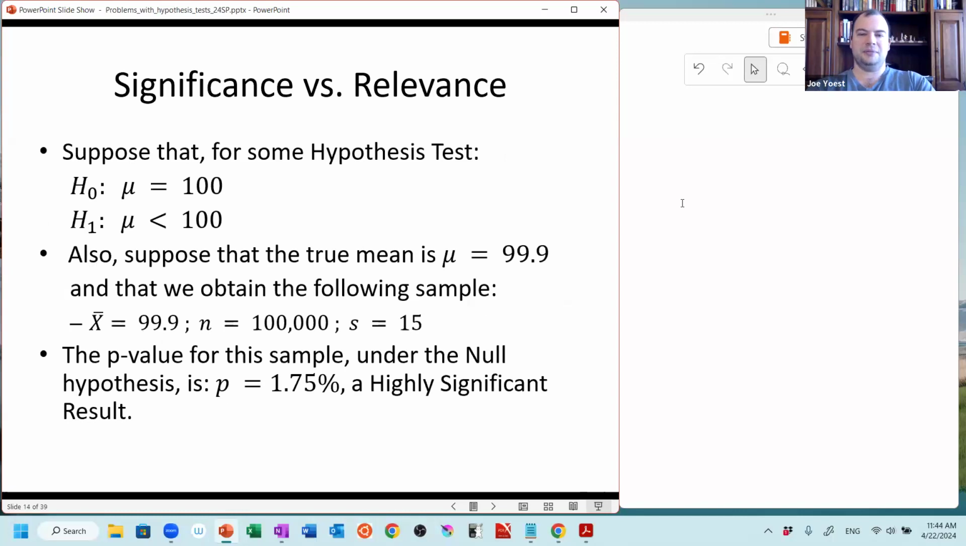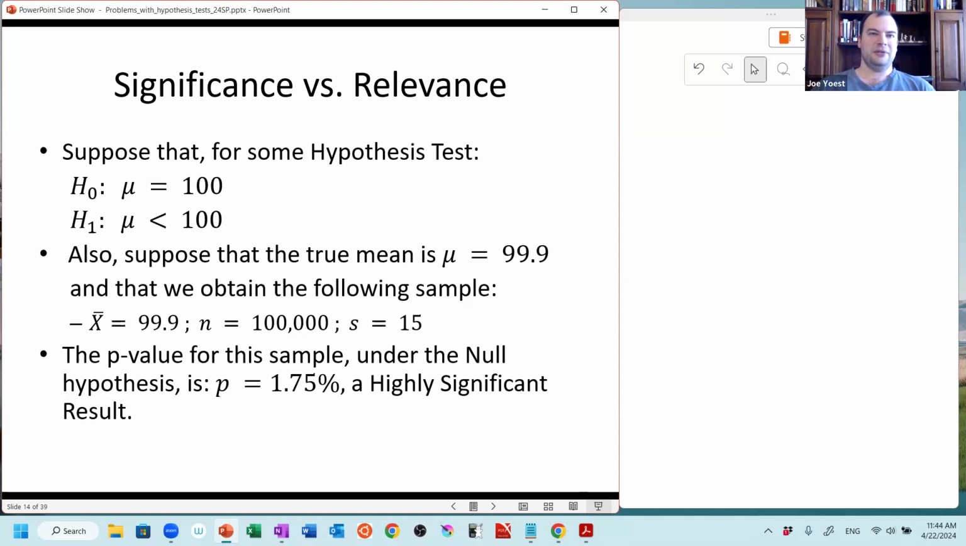Okay, the next topic, let's talk about significance versus relevance. This will probably wrap up our discussion for today, and we'll probably finish up the slides next time. But significance versus relevance. So we talked about statistical significance. We talked about compute the p-value, is it less than 5% kind of idea, right?